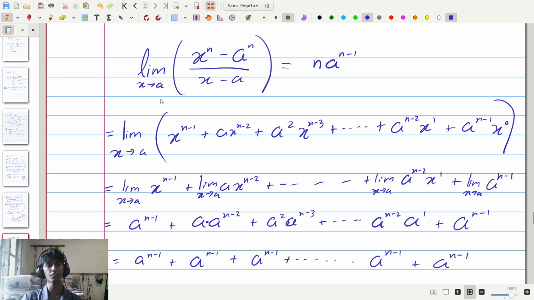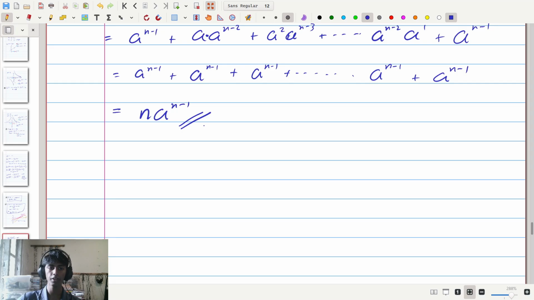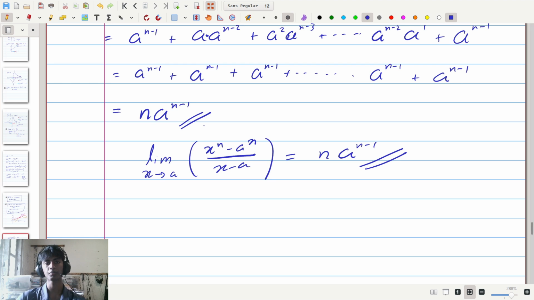Therefore the limit as x approaches a of x to the power of n minus a to the power of n, divided by x minus a, is n a to the n minus 1. Therefore we have proven that the limit as x approaches a of x to the power of n minus a to the power of n divided by x minus a is equal to n a to the n minus 1, hence proven.